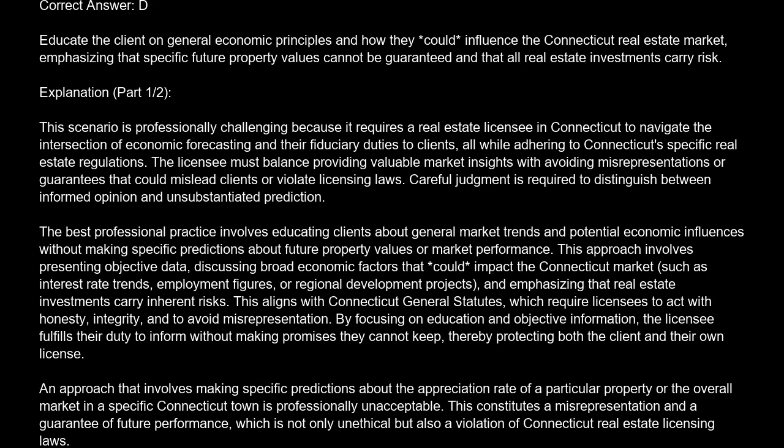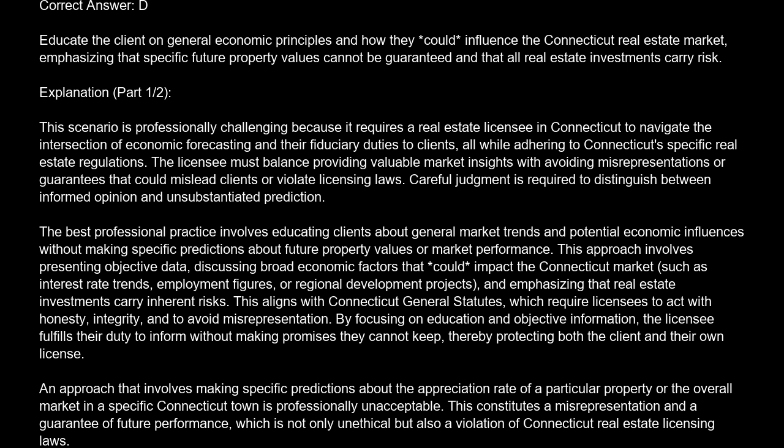The correct answer is D. Educate the client on general economic principles and how they could influence the Connecticut real estate market, emphasizing that specific future property values cannot be guaranteed and that all real estate investments carry risk.